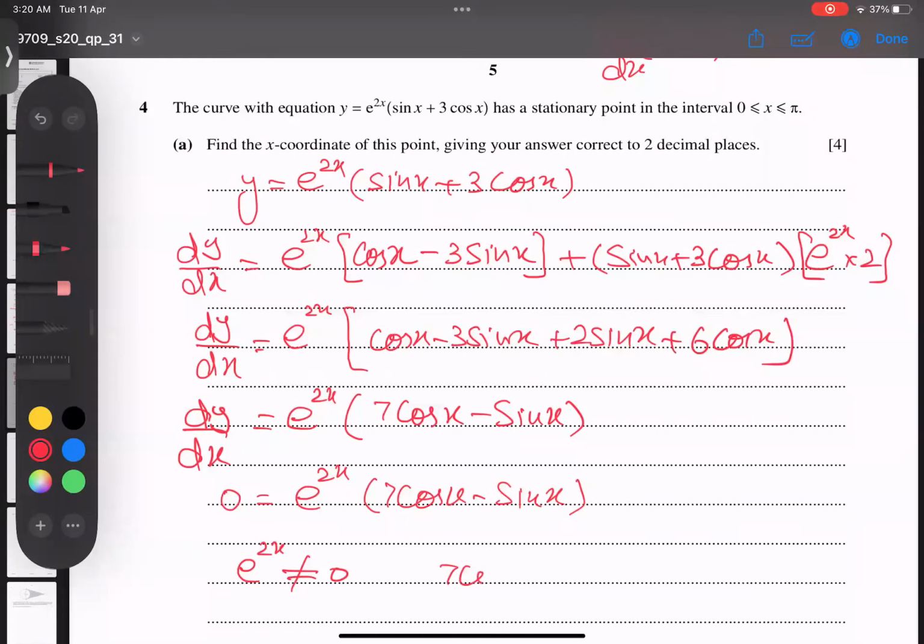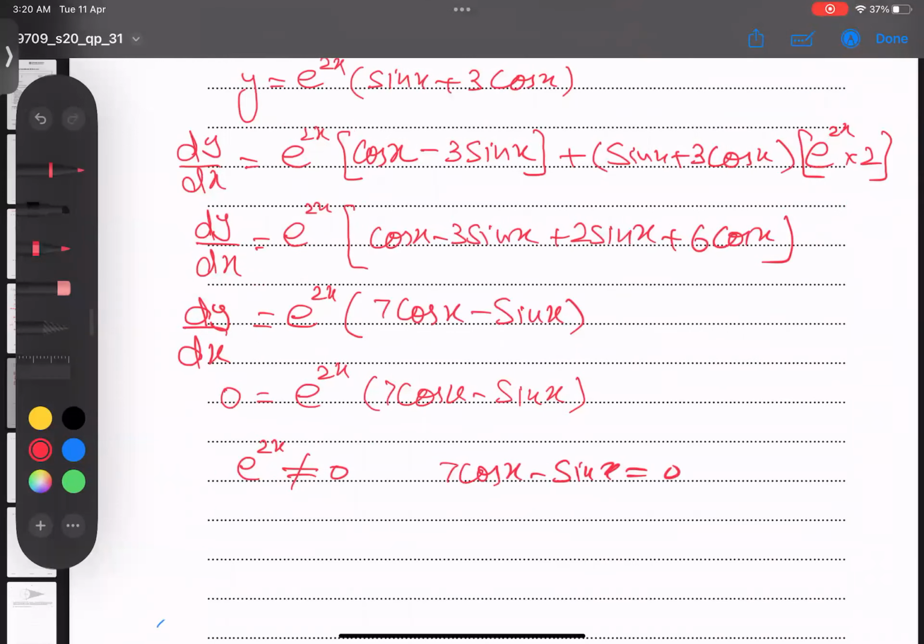And 7 cos x minus sine x equal to 0. Someone asked me, so why is this not equal to 0? Because whenever we have an exponential equal to 0, we assume we take a log of both sides to bring the exponent down, but log of 0 is infinity, so undefined. That is why it is not possible. Okay.